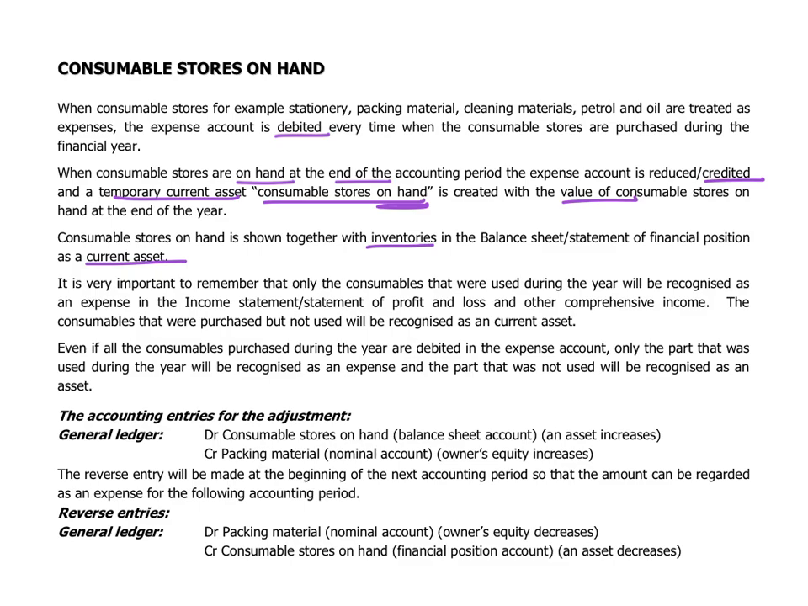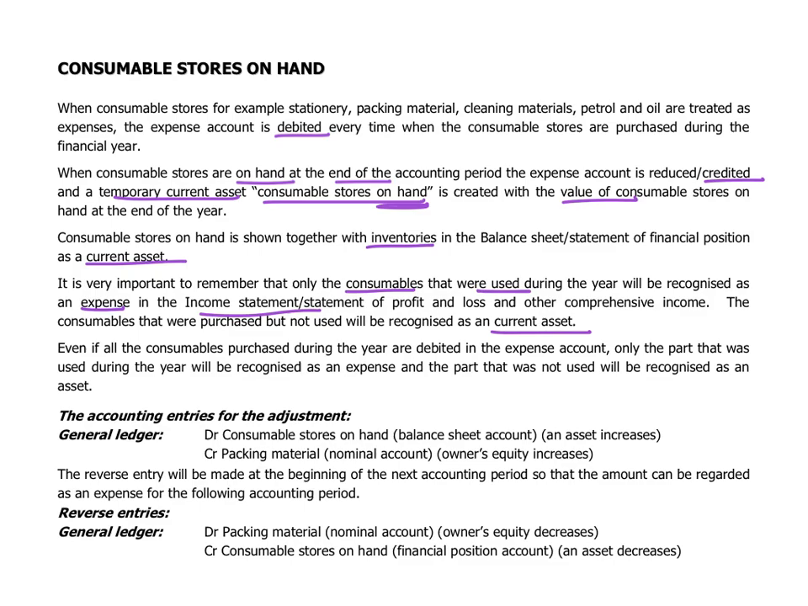It is very important to remember that only consumables that was actually used during the year will be recognized as an expense in your income statement or in your profit and loss account. So the actual expense for the year goes to the income statement, and that will be the part that you've used during the year. The consumable stores that were purchased and that was not used in the current year will be recognized as a current asset in the balance sheet.